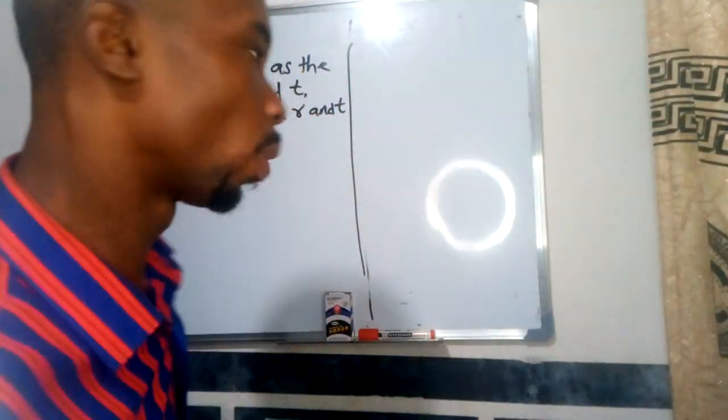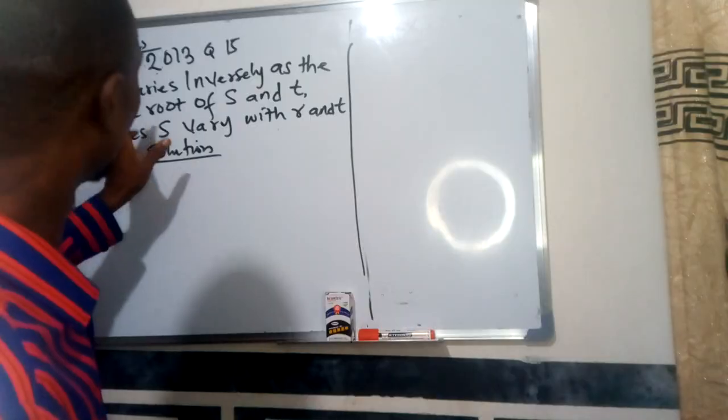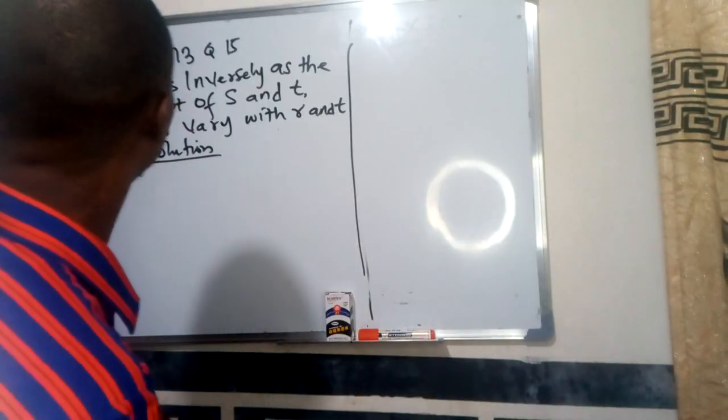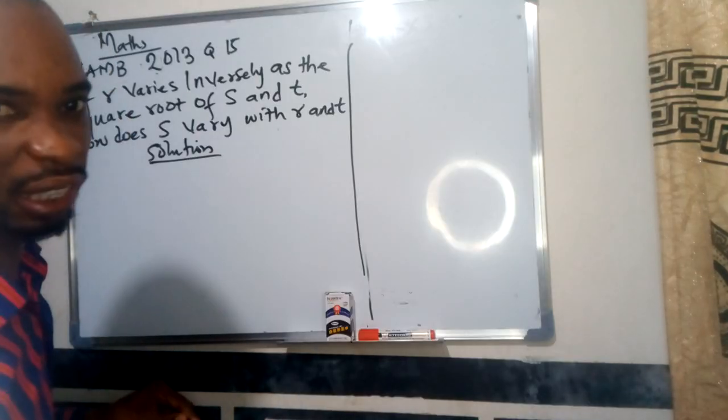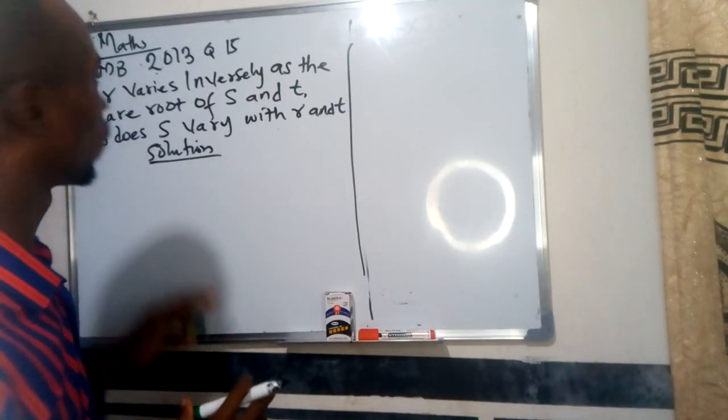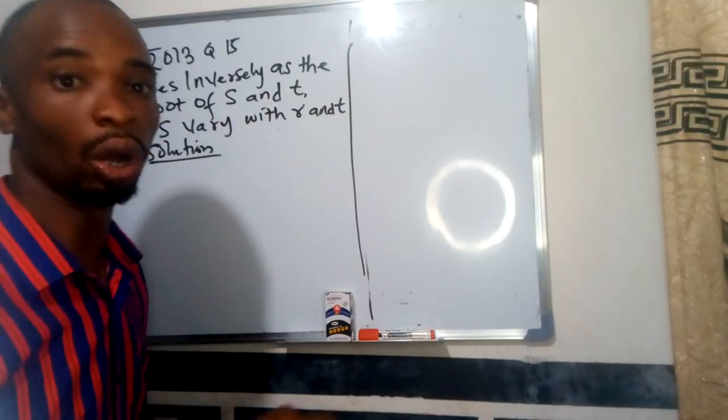Now, today we have a problem. It says that we are still on JAM question 2013, question number 15 this time. Now, that r varies inversely as the square root of s.